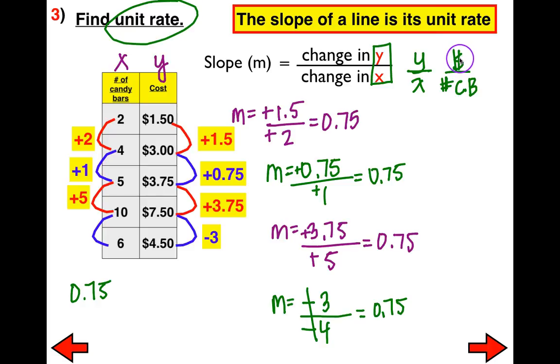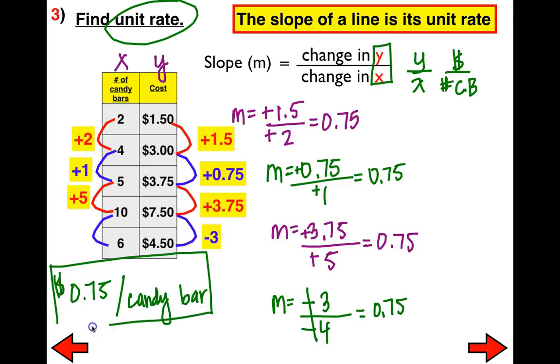It's going to be 75 cents per candy bar. So notice I'm still going to use the ratio y over x to determine what my units are going to look like. Cost over candy bar. So in this case, dollar per candy bar. So what does that mean? It means that every single candy bar costs 75 cents. It actually means something.